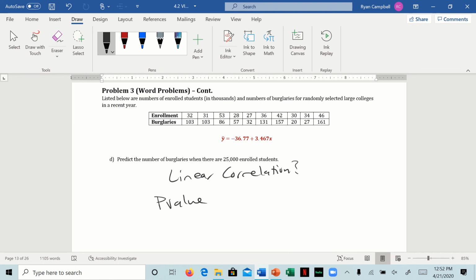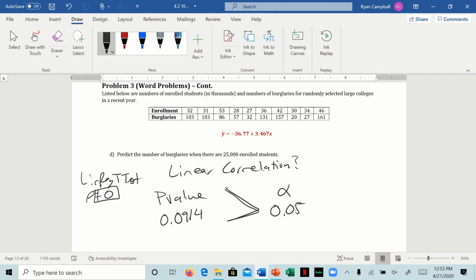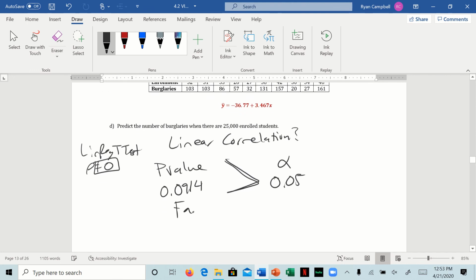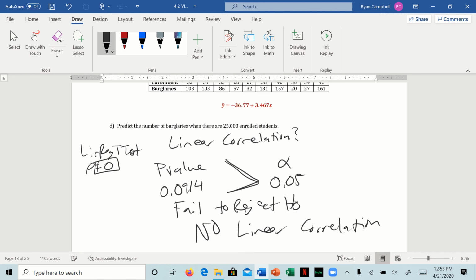Hopefully we already have all this data in our calculator. So going back to LinRegTTest, making sure that rho does not equal 0, we can see that the p-value was 0.0914, and the significance level was 0.05. Since it's bigger, we fail to reject. So there is no linear correlation. There wasn't enough evidence to conclude linear correlation. So can we use this line? No, we cannot.